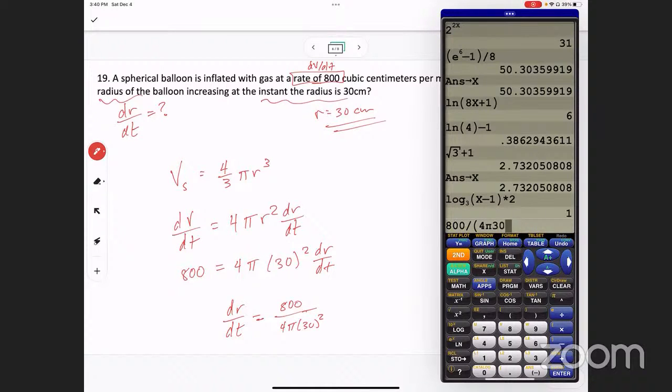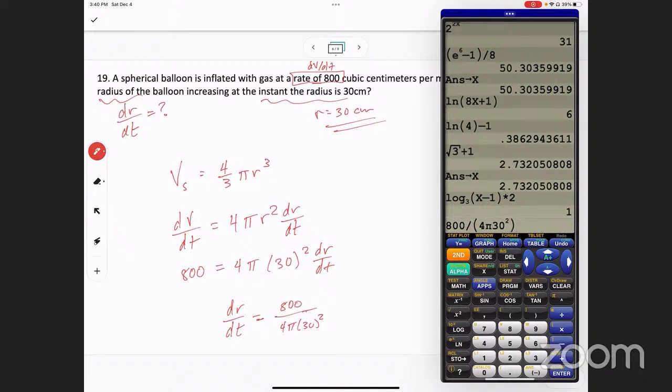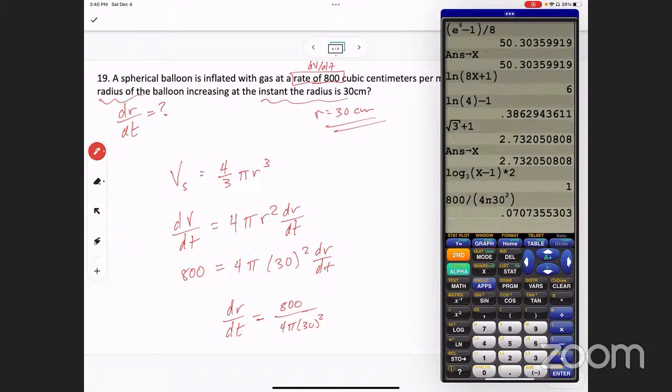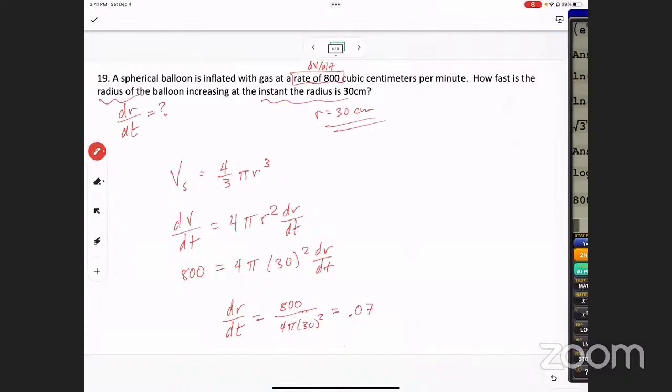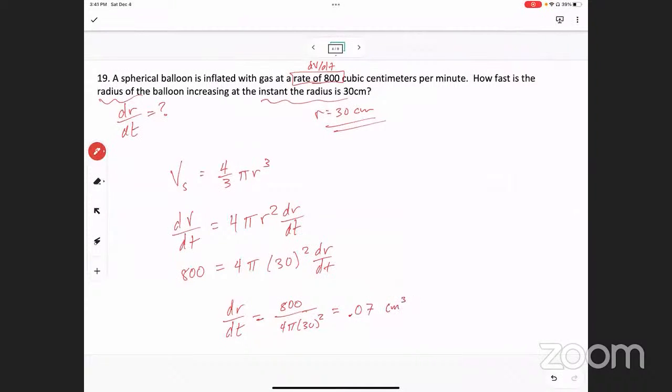You're going to need a fraction out of that. Yeah, and it should be a fraction. Look at the problem again. What am I dividing for? 800 is by itself. I'm trying to get dr dt by itself. So I divide. Oh my God. Yeah, you're right. So that equals 0.07 cubic centimeters per minute. Okay. That makes more sense now.